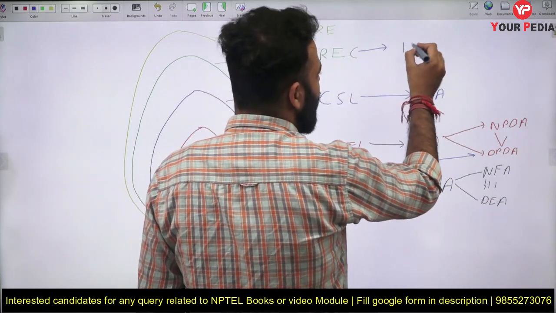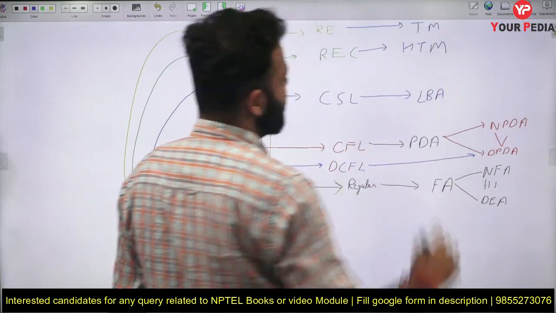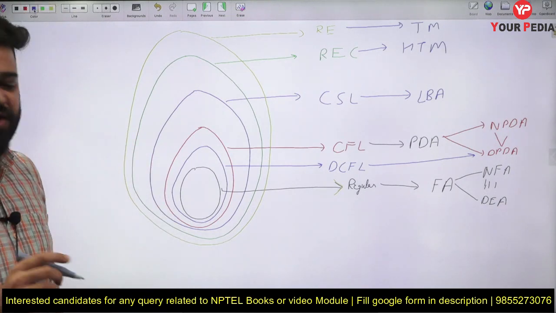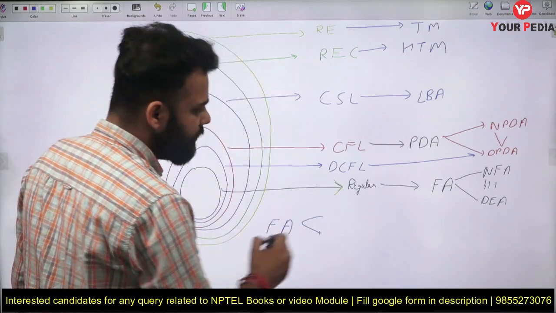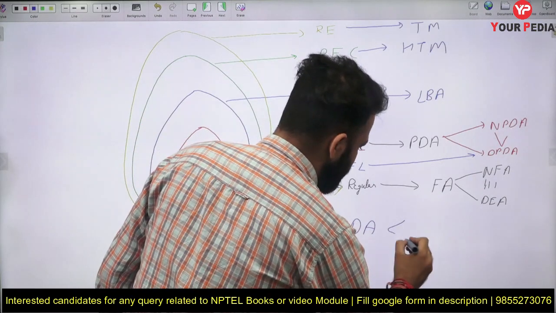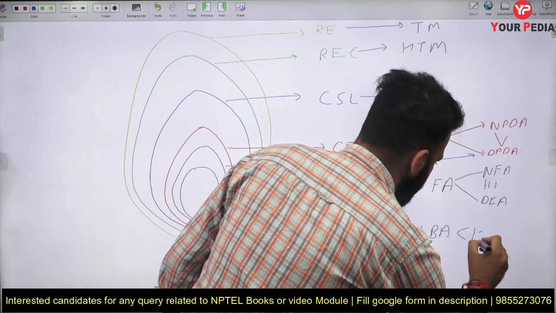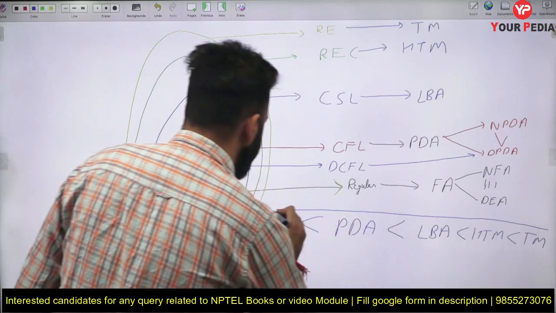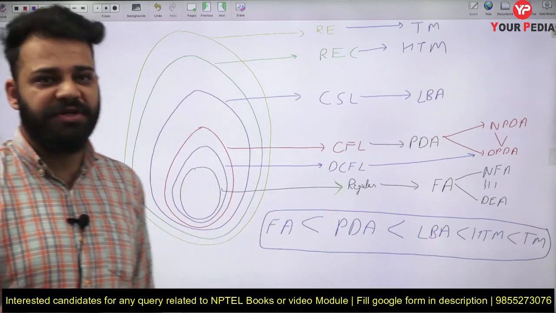For REC we use halting Turing machines, and for RE we use Turing machines. So the expressive power of these machines is in this order: finite automata, PDA, linear bound automata, halting Turing machine, and Turing machine. So this is the relation between the expressive power of these machines.